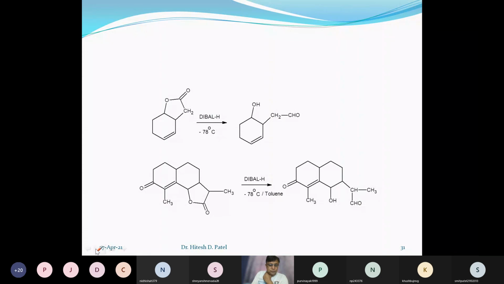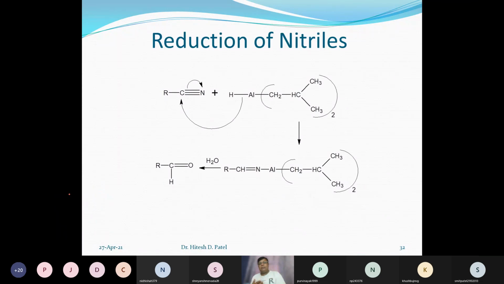Okay, next is the application of DIBAL-H for reduction of the nitrile group.